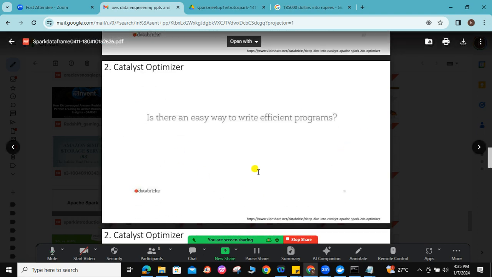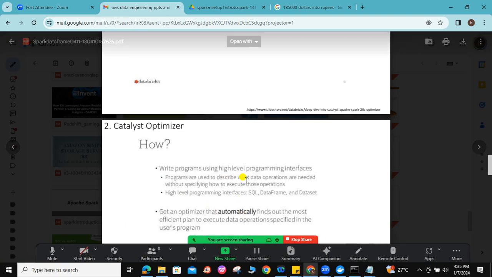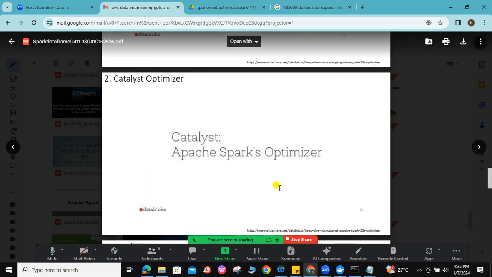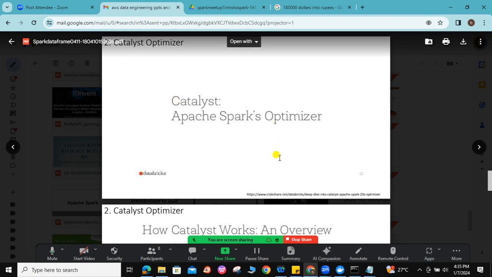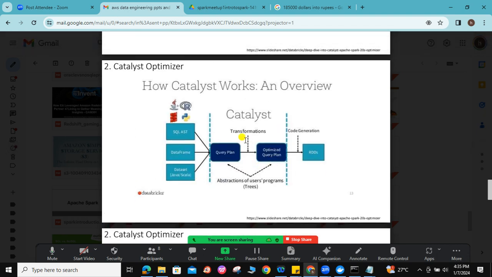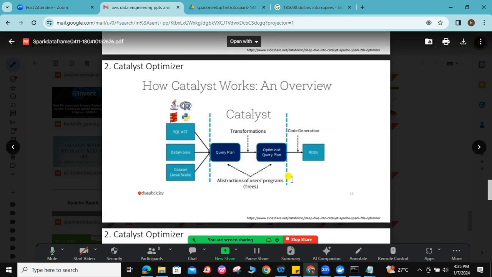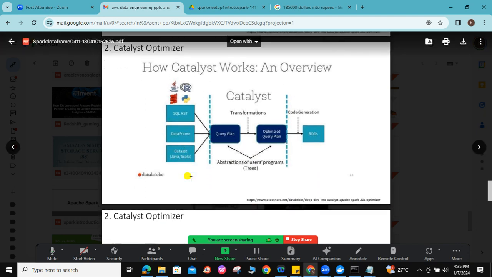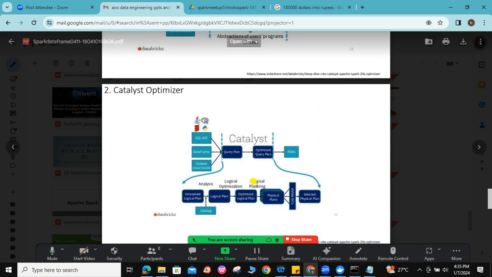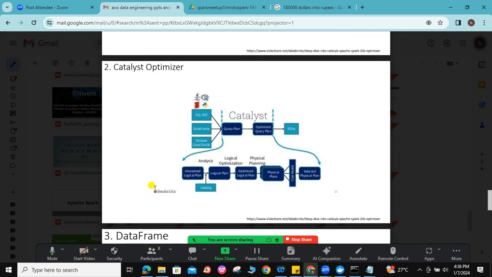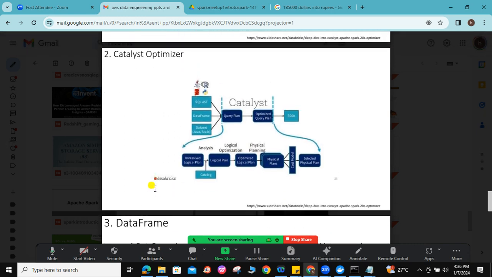Okay, this is an efficient way. Internally it does the Catalyst Apache Spark optimizer. That is what they have given, all these things. I don't want you to go ahead and understand all these things. So what will happen internally, that's what happens.